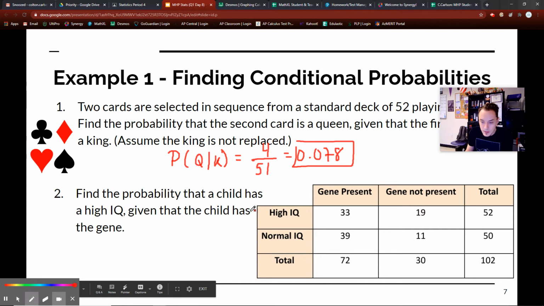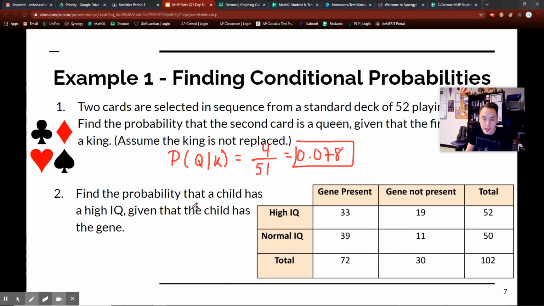So let's think about it, okay? Find the probability that a child has a high IQ, given that the child has the gene present. So high IQ, given that the gene is present, is 33. Okay, so I'm going to write this: find the probability that it has a high IQ, given it has the gene. Given that it has the gene. So what I'm first going to do is find the overlap, and that's what that formula was, guys.